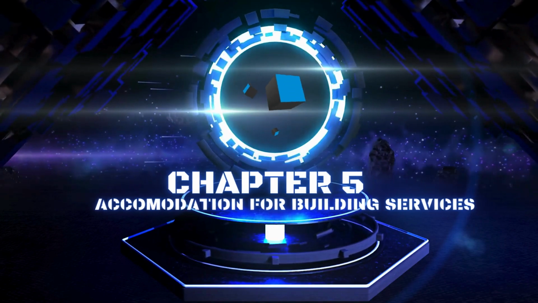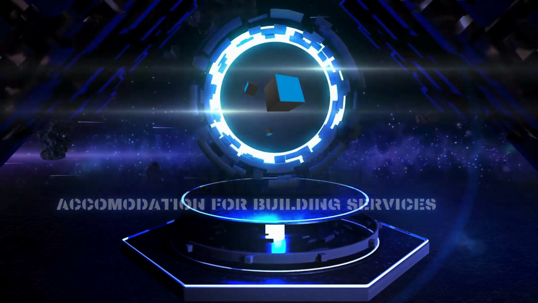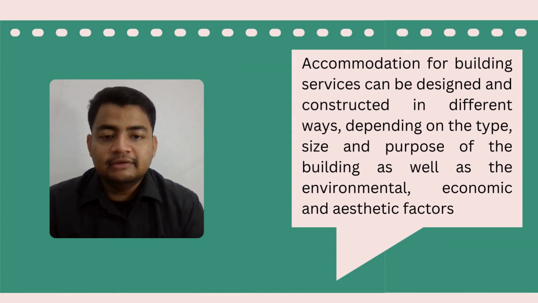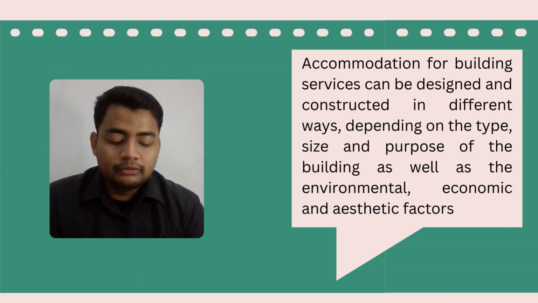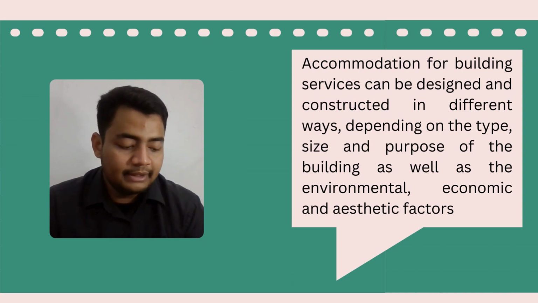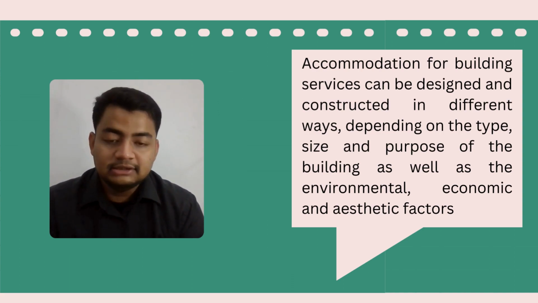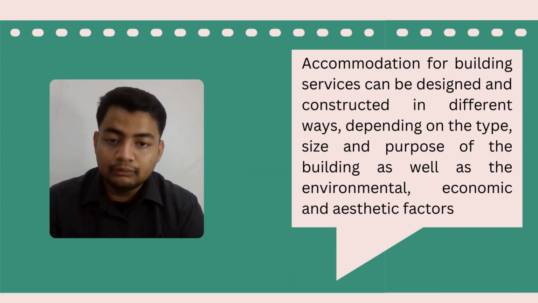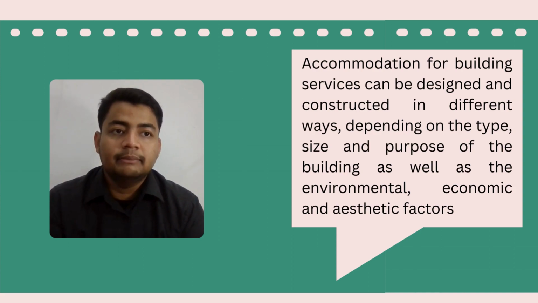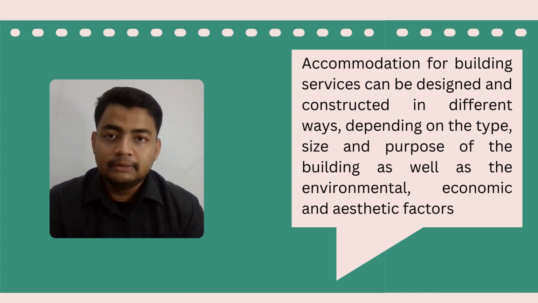Chapter 5, Accommodation for Building Services. Accommodation for building services can be designed and constructed in different ways depending on the type, size, and purpose of the building as well as the environmental, economic, and aesthetic factors. There are some common methods of accommodation for building services, which are ceiling void, raised floor, service shaft, service core, and plant room. All of these accommodations can be used depending on the function of the building and how it needs to be implemented in the building.